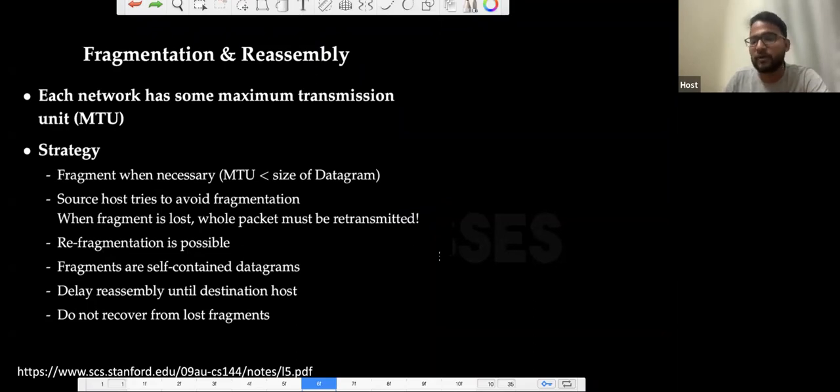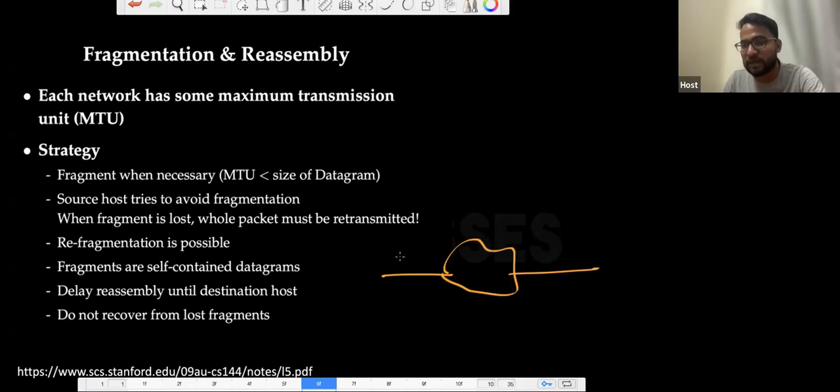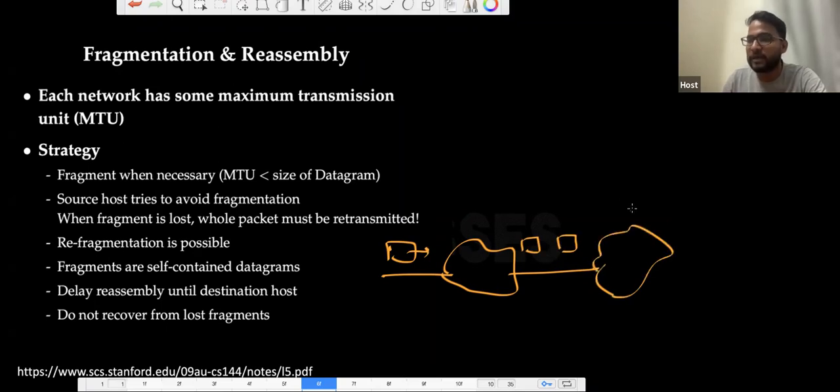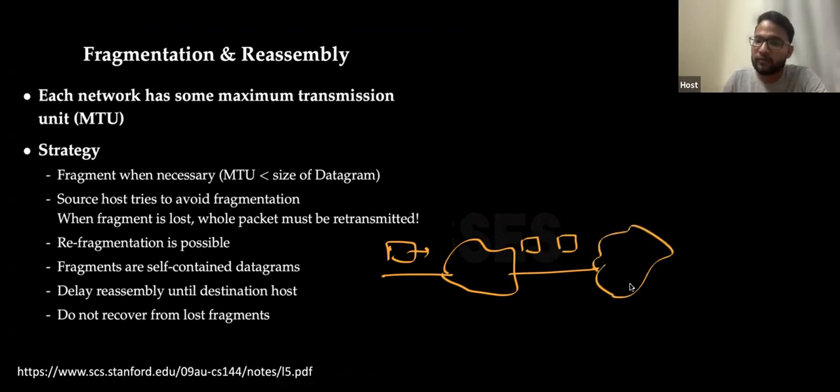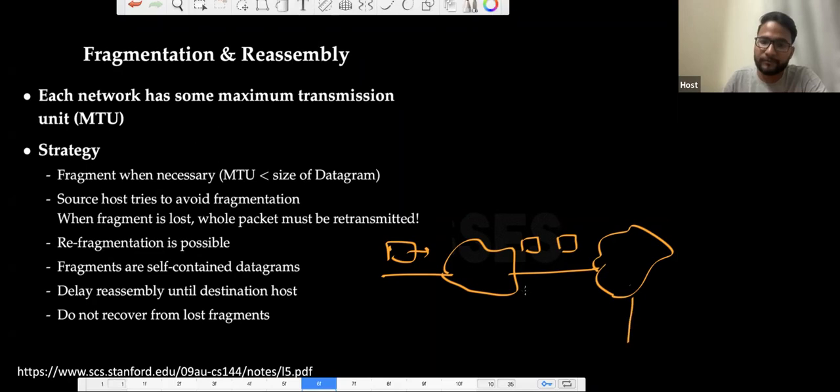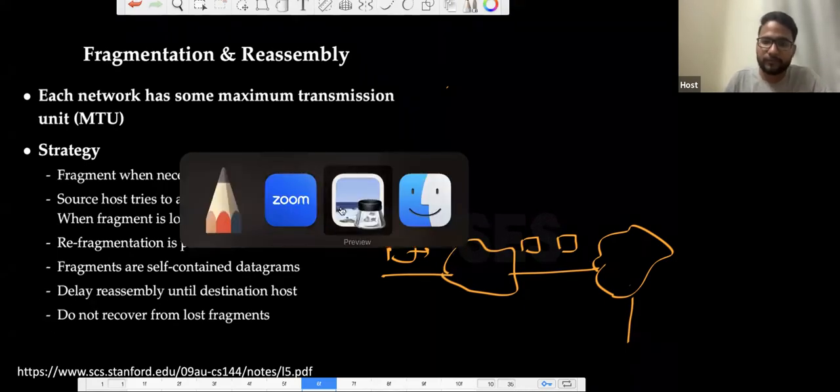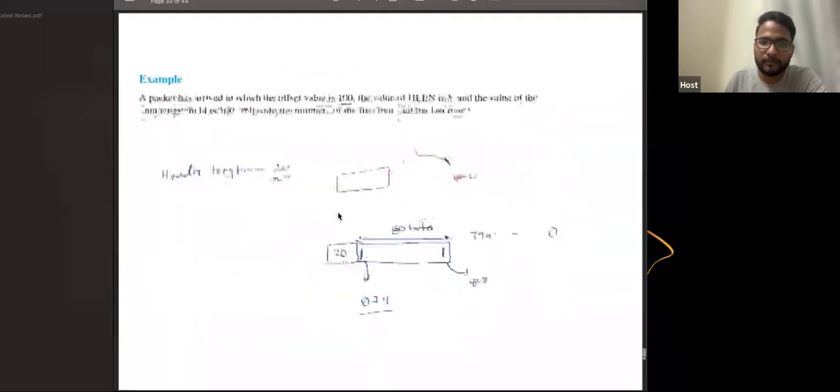Refragmentation is possible. You are fragmenting something and passing it through a network, and let's suppose one packet gets into 2 packets, and then maybe the MTU is even smaller, right? Then you may have to divide this into further 4 packets maybe. Fragmentation is done at the source and at the router. Source means whatever is coming from the network layer. So let me just tell you, see this diagram.